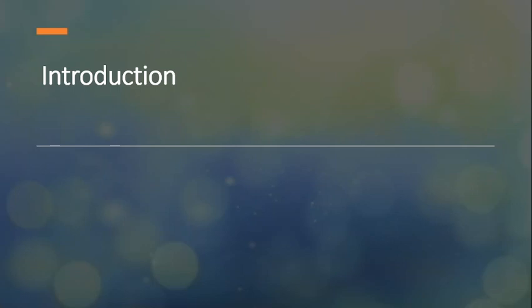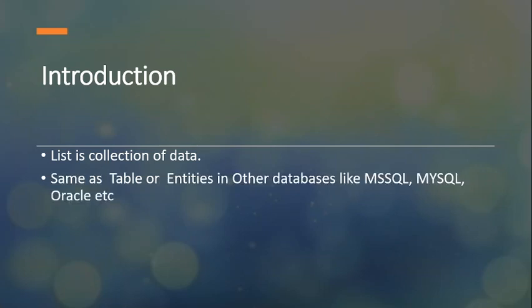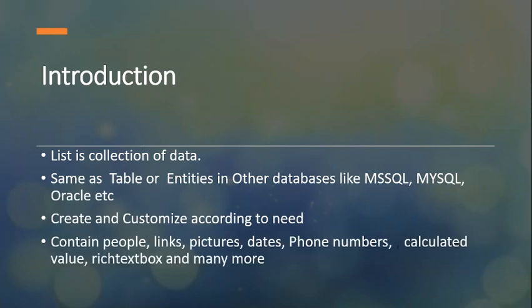Let's begin with the introduction. A SharePoint list is a collection of data. It acts the same as a table or entities in other databases like MS SQL, MySQL, Oracle and so on. In SharePoint, we can create and customize lists according to our need or customer requirement. A list can contain people, links, pictures, dates, phone numbers, calculated values, rich text box, single line or multi-line fields, as well as numbers and many more.